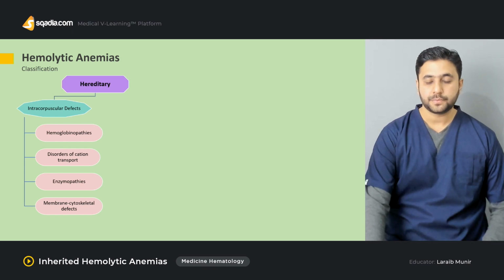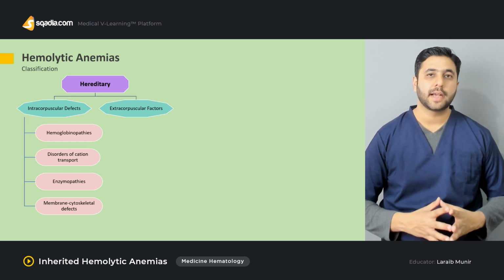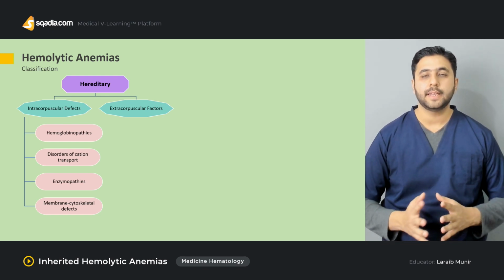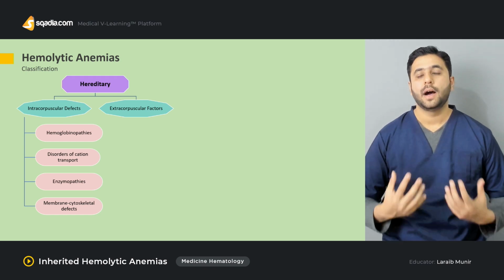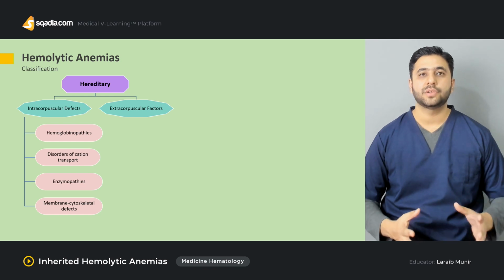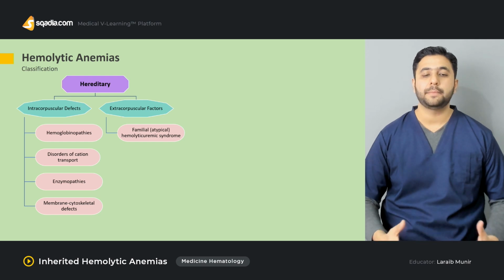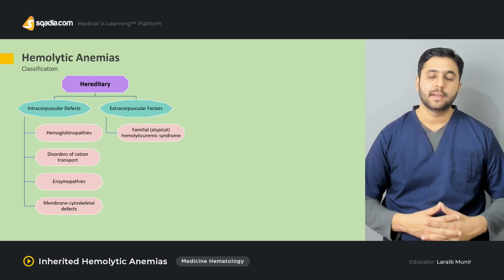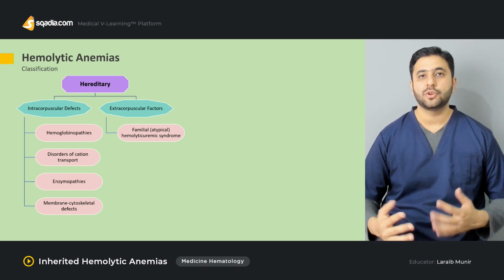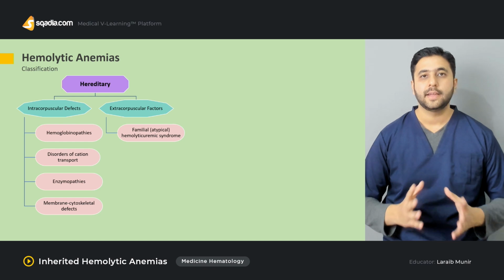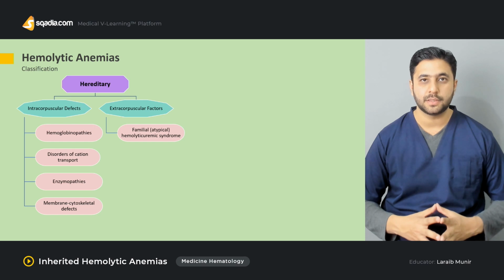The other types are the hereditary anemias with the extracorpuscular defects. These are basically the anemias in which there is no problem within the RBCs, but there is some outside factor that leads to destruction of the RBCs. The important one to discuss here is the familial or the atypical hemolytic uremic syndrome. Now, there are various varieties of hemolytic uremic syndrome, but the ones which we are concerned with today in the hemolytic anemia section are the familial or the atypical hemolytic uremic syndromes.